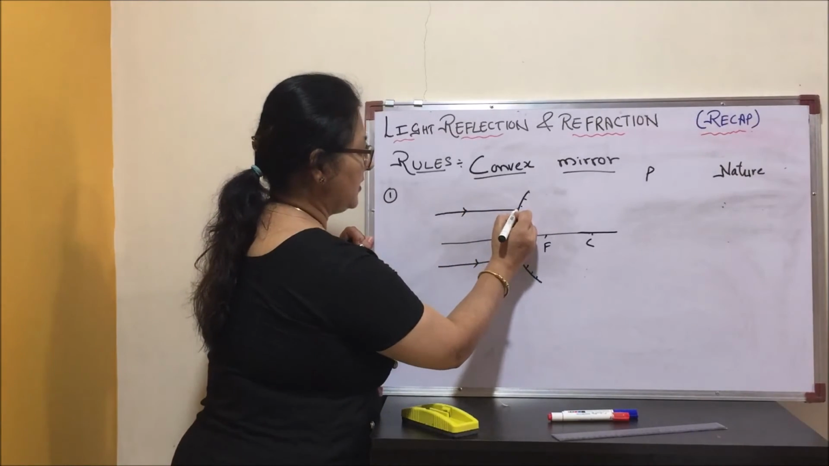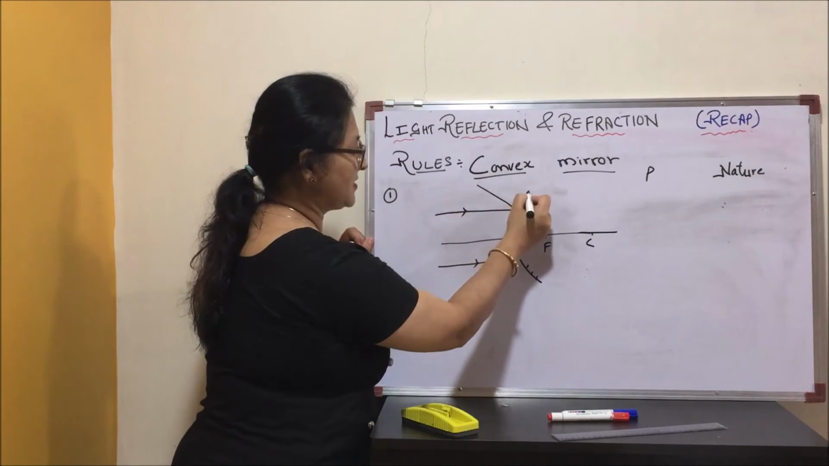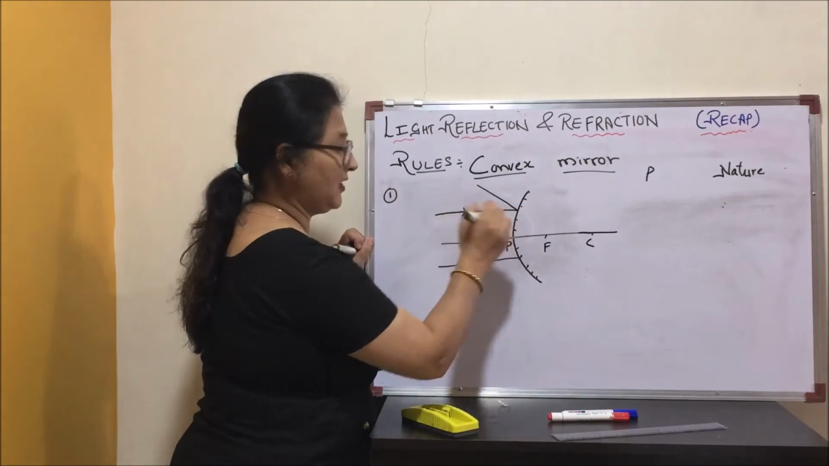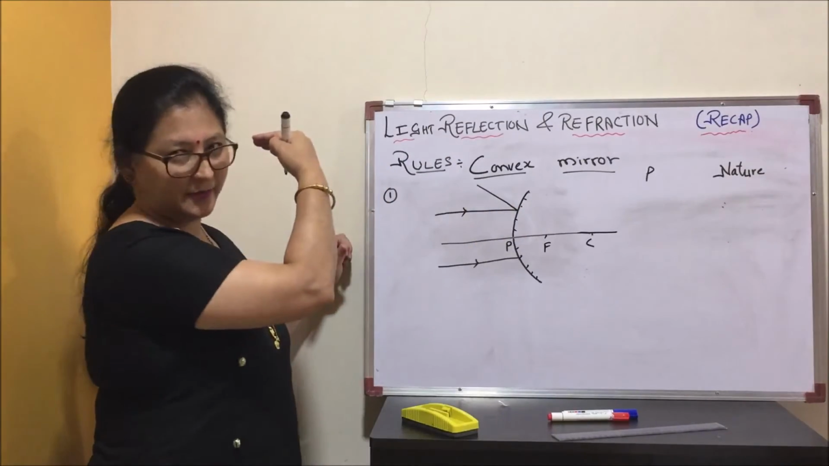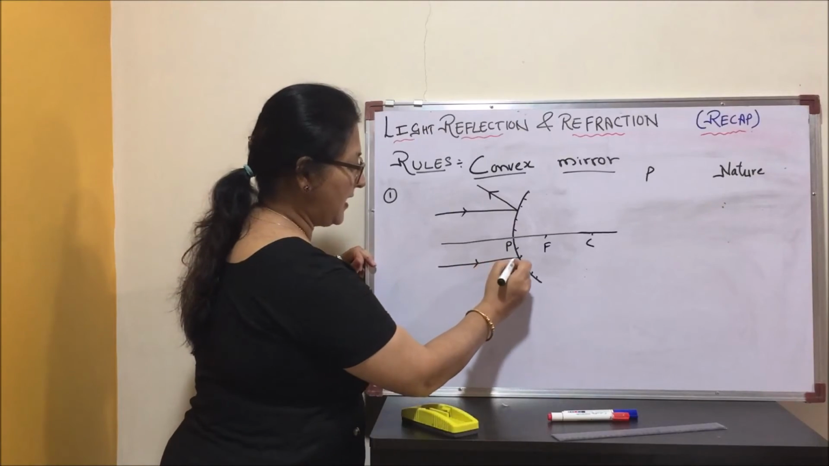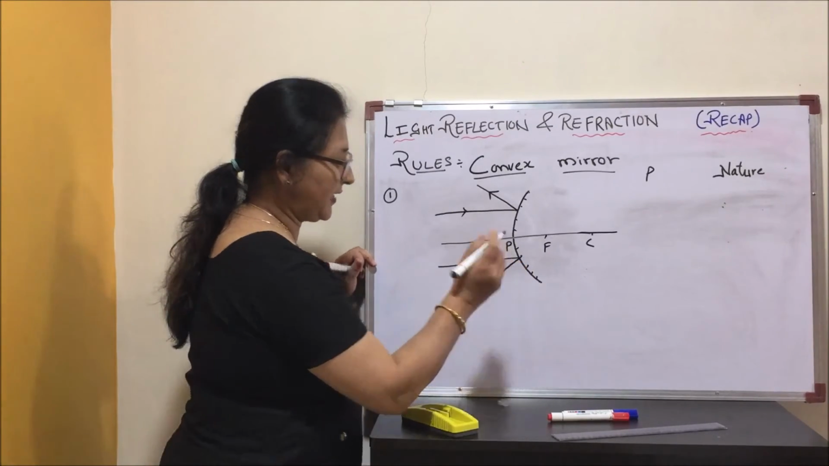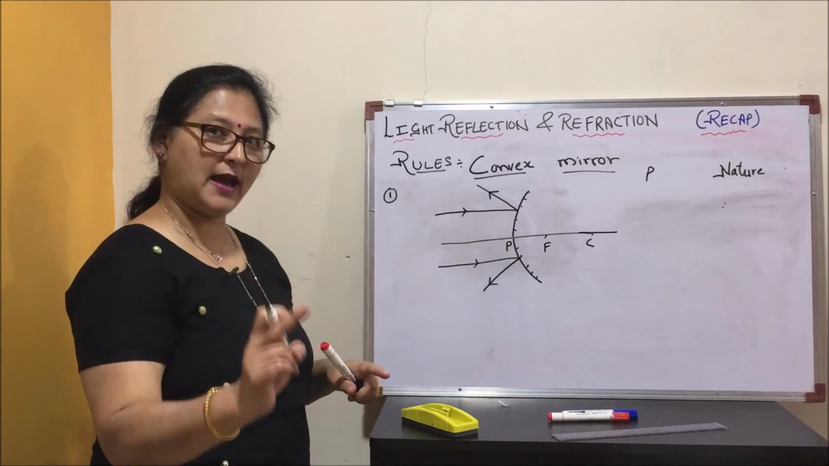Now let me reflect this image once, because this is a mirror, so when it bounces off the mirror, definitely you're going to reflect back. So this is the reflected ray of this, and this ray will also get reflected, right? So after reflection, where are they supposed to meet? They are supposed to meet at focus.